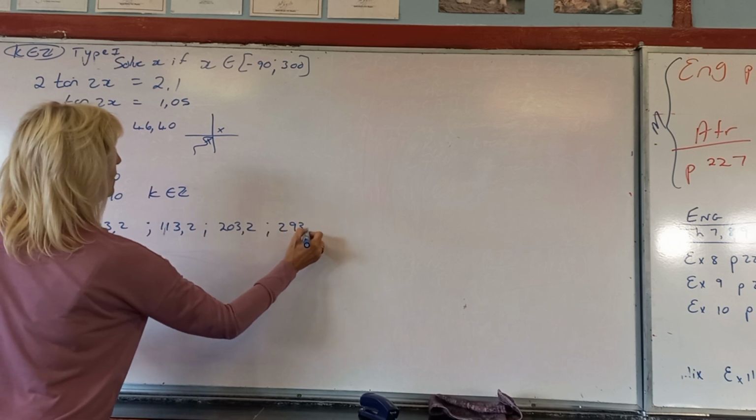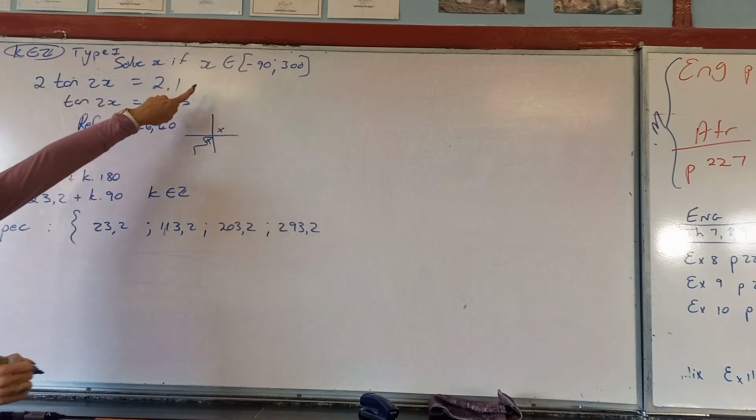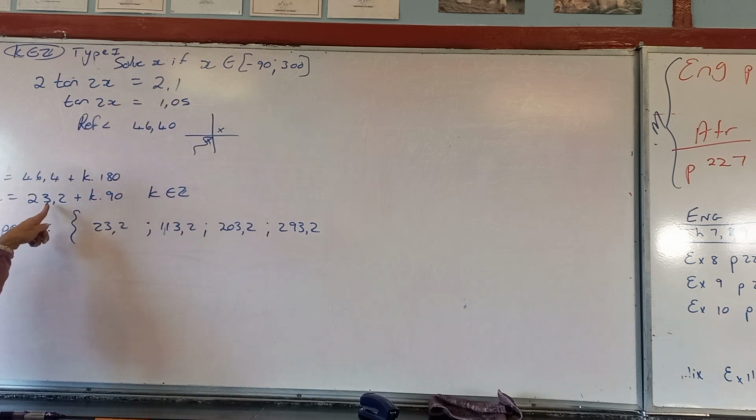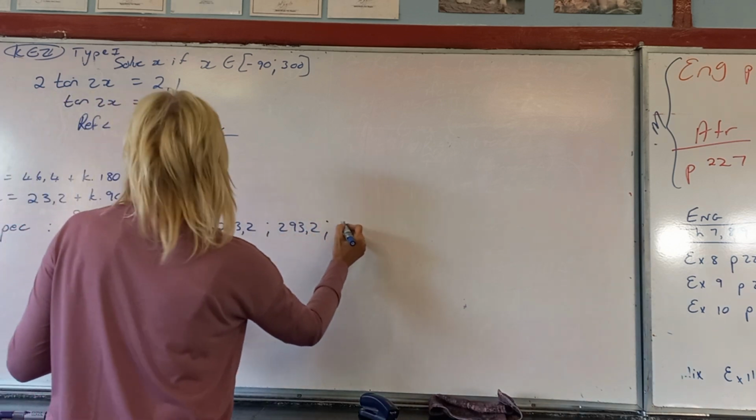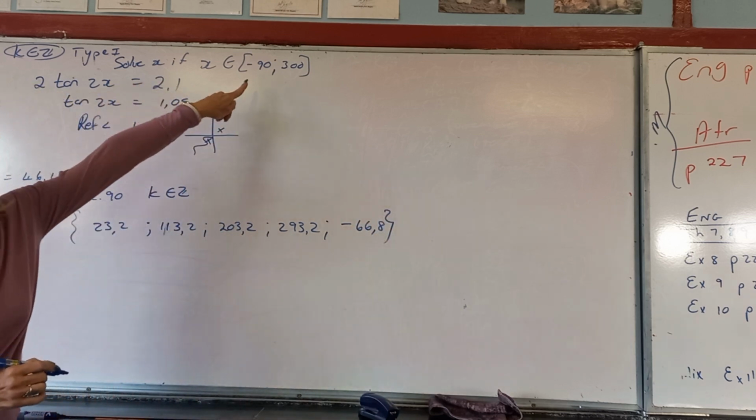293. Plus another 90. Too big. Don't forget to go less. So minus with 90, 23, you see we start with that angle and plus as many as you can. And now minus with 90 will give me? Negative 66.8. And if you minus another, it's too small.